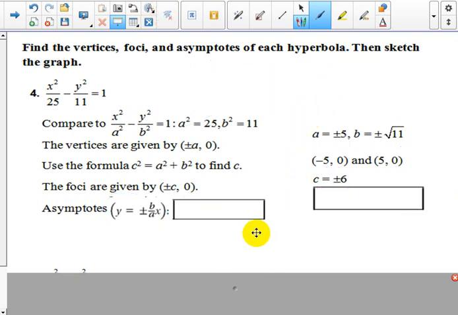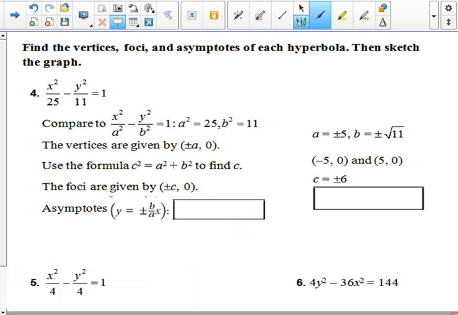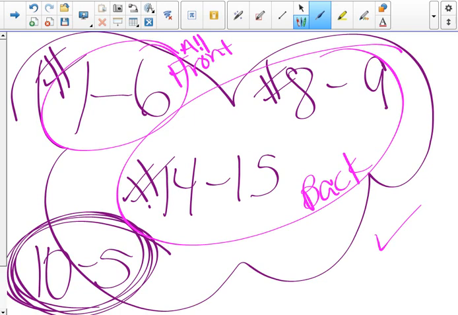Okay, that's everything other than giving you your assignment. So finish through 6 on the first page, and then do 8 and 9 on the back, and 14, 15 on the back. And that completes our chapter. Tomorrow you get a study guide, and then we'll go over it the following day, Wednesday, and then we'll test on Thursday.